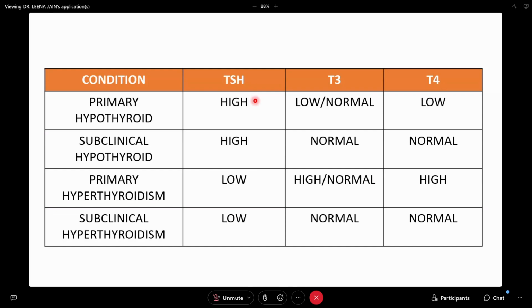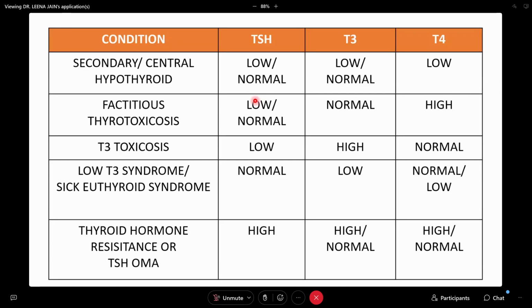So what about the same thing? Primary hyperthyroidism: TSH should be low and your T3 and T4 should be high. Then subclinical hyperthyroidism will be the same: TSH has to be low and T3 and T4 will be normal. So have you understood the things? See how it counts? TSH will be low or high according to the hypo and hyper status, and you have to look at T3 and T4 to denote it as primary or as subclinical.